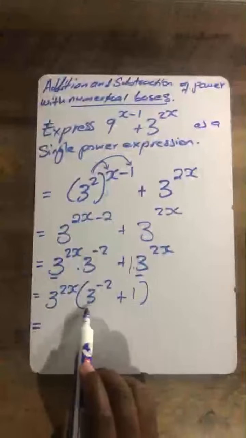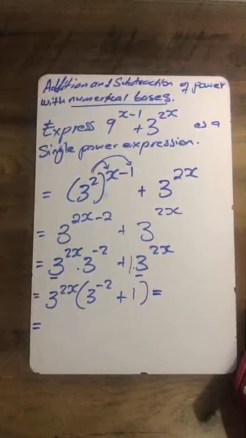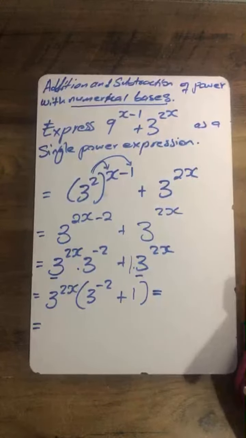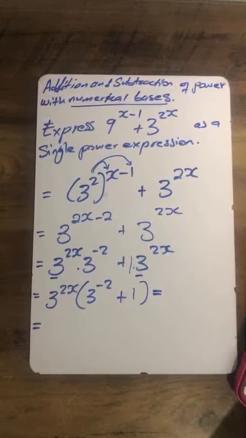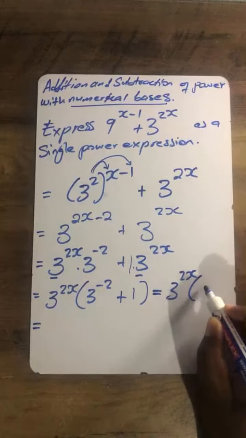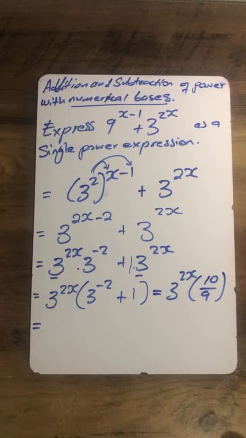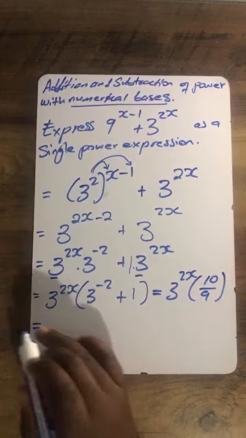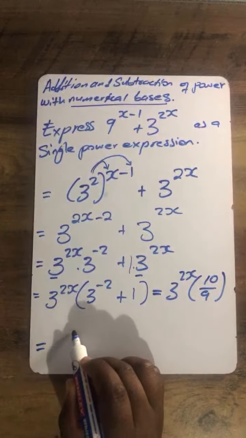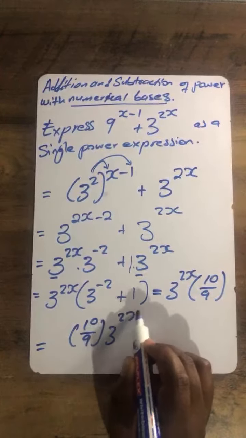So all that you need to do is to punch all of this on a calculator. Let's check what that is. Let us say 3 to the exponent negative 1, and then you plus it with 1 is the same as 10 over 9. So it's more like this thing is 3 to the 2x, 10 over 9. Yes. So finally we have our coefficient being 10 over 9, 3 to the power of 2x.